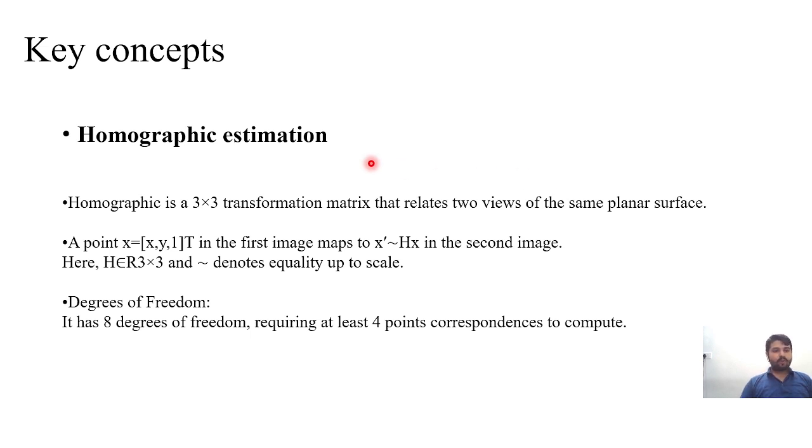Next, I explored the homographic estimation. Homographic estimation is the transformation matrix that transforms the view from one surface to another. It is basically a 3 by 3 matrix with the degree of freedom 8, requiring at least 4 points of correspondence. It transforms the image to another version. For example, if we have the image A and we apply 3 cross 3 transformation matrix on the A, then we get the warped version of that image, say A dash.